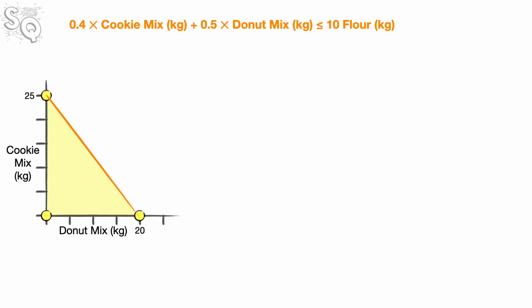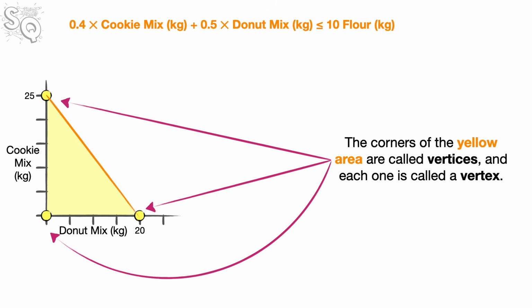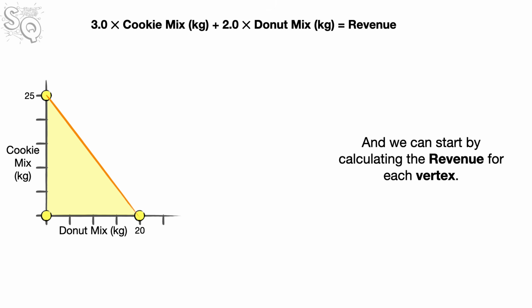Oh no, it's the dreaded terminology alert. The corners of the yellow area are called vertices, and each one is called a vertex. Now we need to find the point in the yellow area that results in the largest revenue. And we can start by calculating the revenue for each vertex.